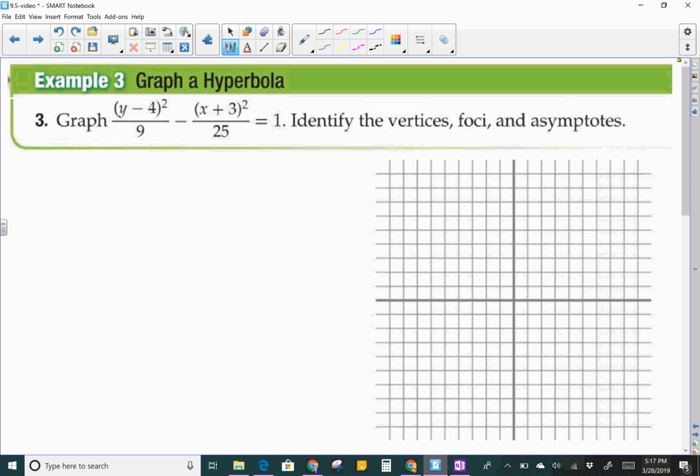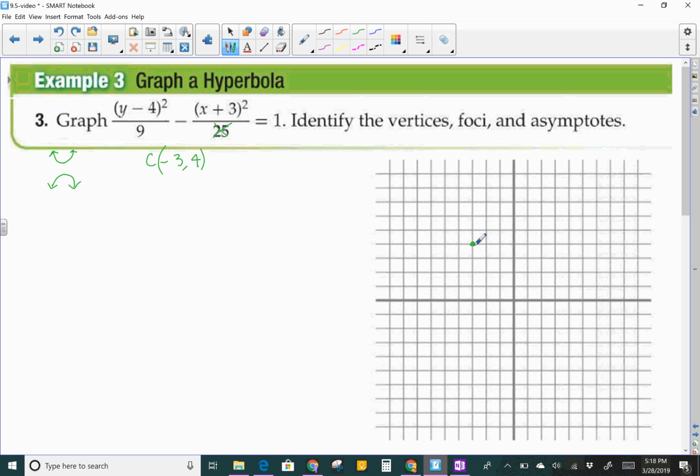So, my center, I hope you didn't say 4, negative 3, because h is always with x, and h comes first. So it's negative 3, 4. That's my center. So I'm going to go 1, 2, 3, 1, 2, 3, 4. I know that my hyperbola is going to open up and down, because my y squared term is positive, my x squared term is negative. So this is the one I'm going to put the x's on. So I have my center.